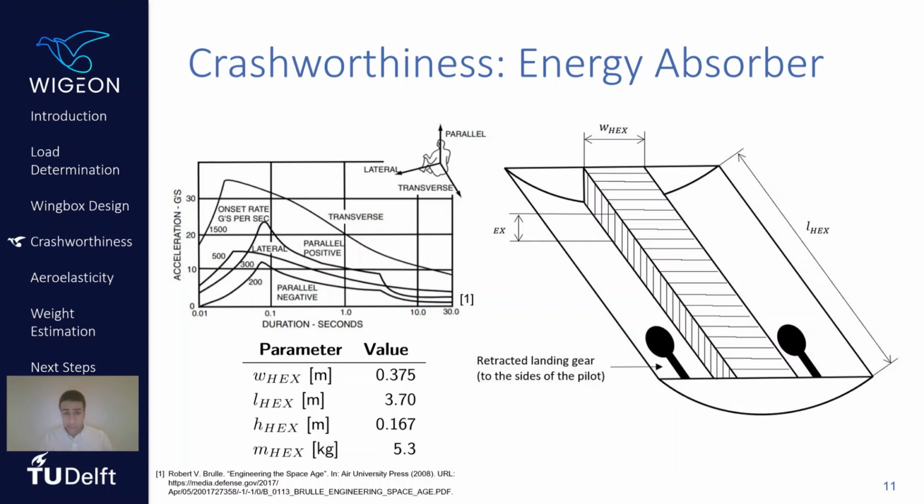The energy absorbing structure is designed to be crushed upon landing, which is why it's made out of aramid honeycomb structure, and with the dimensions as shown in the figure on the right, it was computed to have a mass of about 5 kilos.